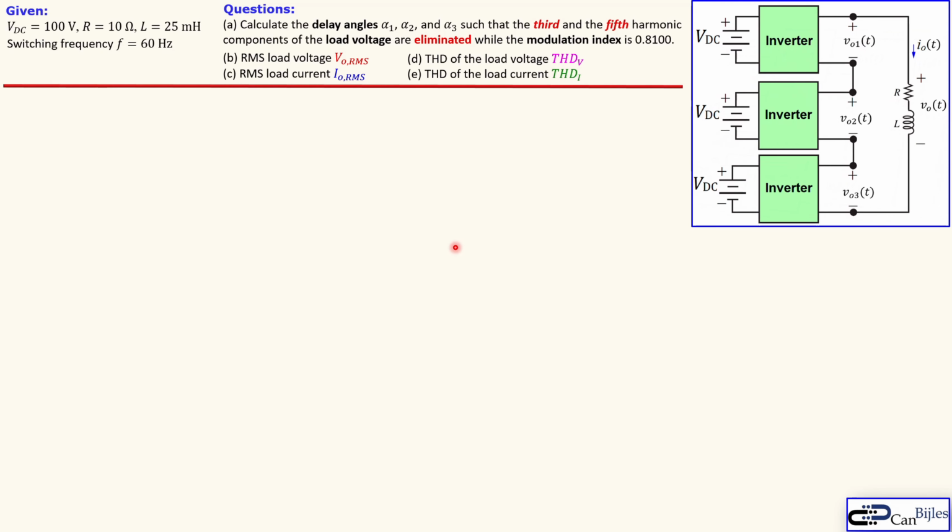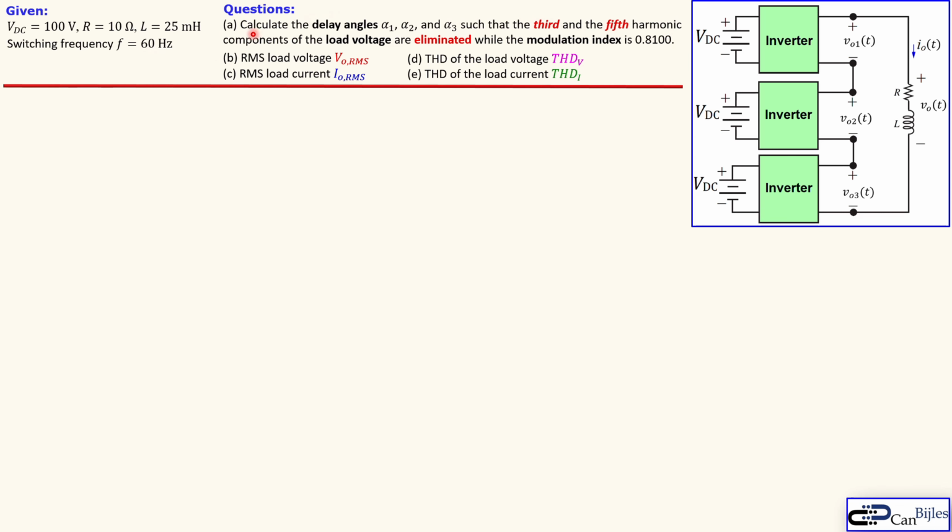So we have the following circuit. We have a 3-source inverter in this configuration, which is a multi-level inverter. Each VDC, DC voltage source here is 100 volts. We have a series RL as a load, with the values shown here, and we have a switching frequency of 60 Hertz. The first part is really a design problem.